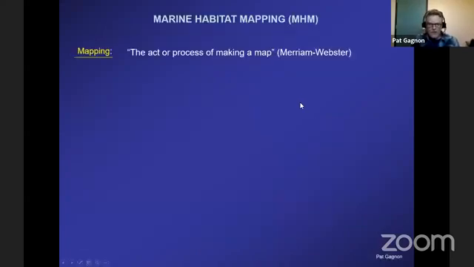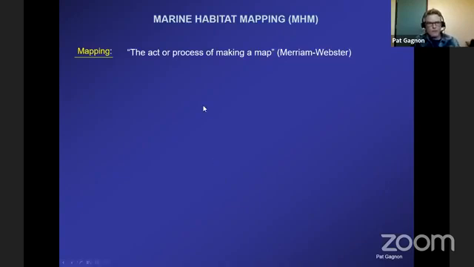So let's start by defining what mapping is. Very broadly speaking, if you look at the definition of mapping in a dictionary, you'll find that it's the act or process of making a map. That's a pretty simple definition. As scientists and researchers, we always like to make it a bit more complicated because we want to be very accurate at what we're doing, so we want to push it a bit further.